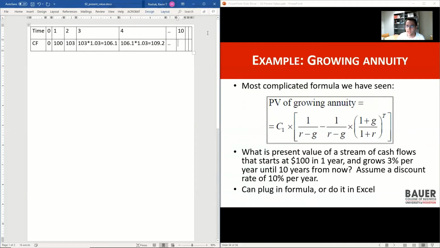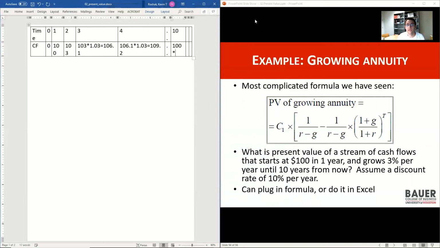What are we going to get at year 10? Well, we started at 100, and we know we're growing at 3% per year. How many times did it grow? Well, it's growing at 3% per year from time 1 to time 10. So that means it grew 9 times. It started at 100 at time 1, and then it grew 9 times from time 1 to time 10. So we have to use a 9 in the exponent here.